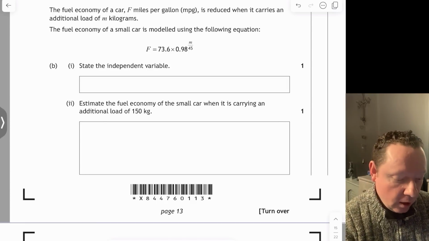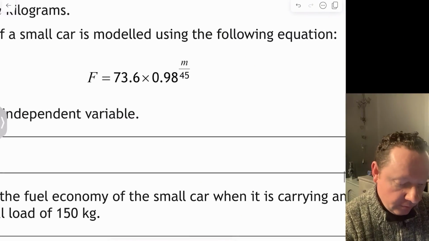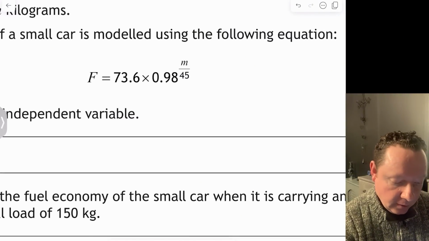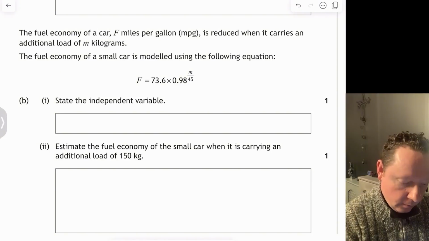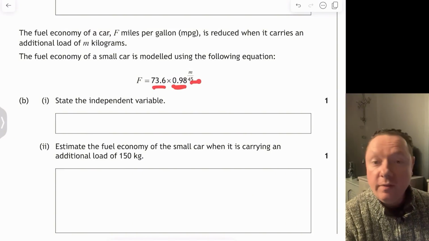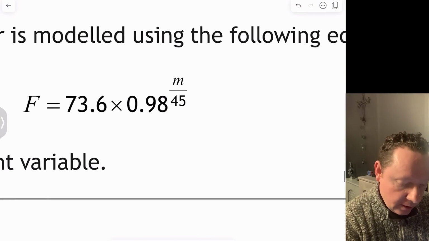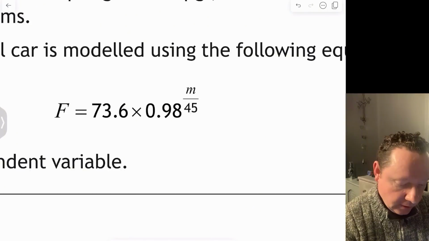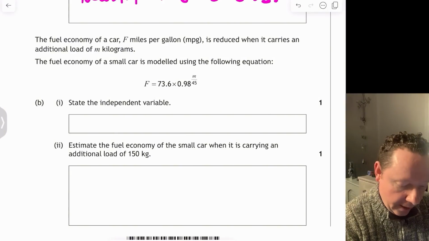The fuel economy of a car, F miles per gallon, is reduced when it carries an additional load of M kilograms. The fuel economy of small cars is modelled using the following equation. F equals 73.6 times 0.98 to the power of M over 42. State the independent variable. Well, a variable is something that can change. So the numbers are not variables. These are just numbers. They are constants. So the independent variable here is just this M. That's the thing that changes that affects the fuel economy. So M.